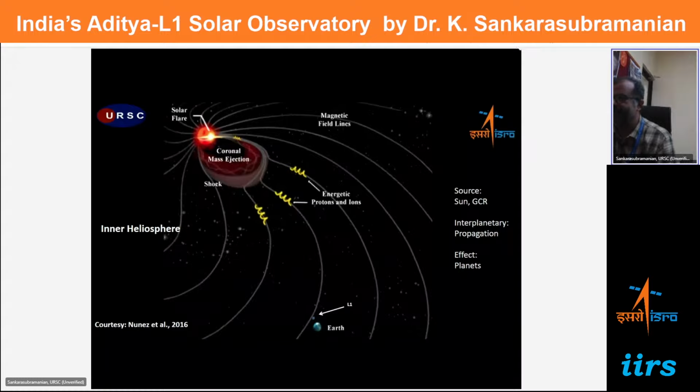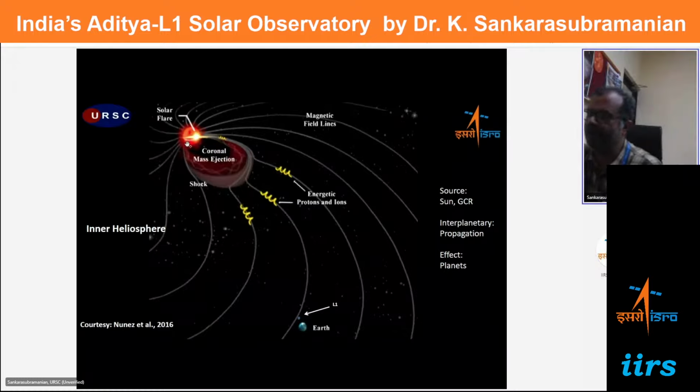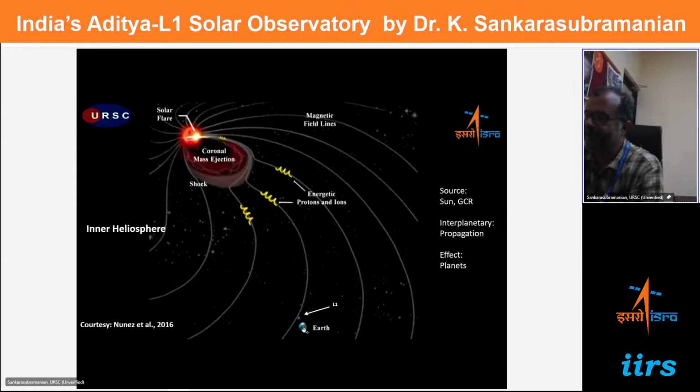What you see here is the sun, which is marked as an orange ball in this picture, and we are here on the Earth. And the L1 point, the Lagrangian point of Sun-Earth, is situated at somewhere around 1% of the distance from the Sun to the Earth. So that is marked here. And what you see in this picture are the dynamical events which we see on the Sun.